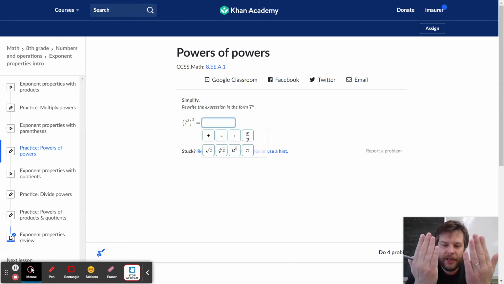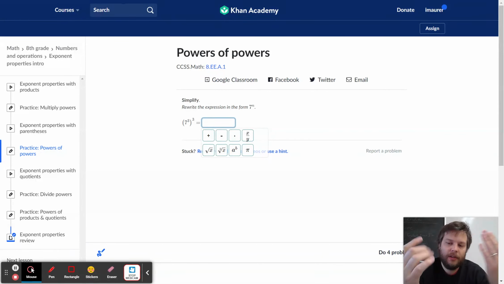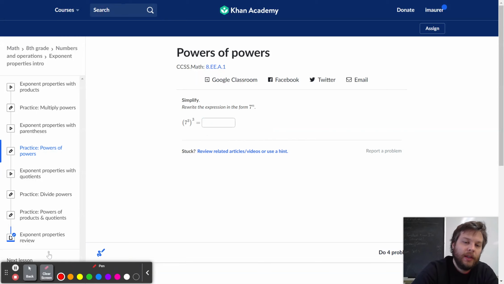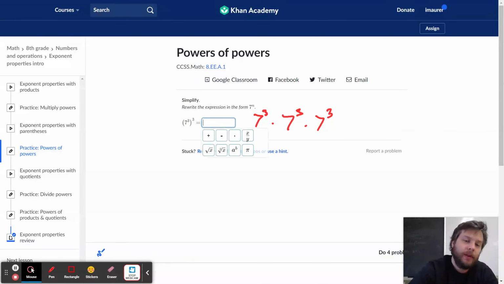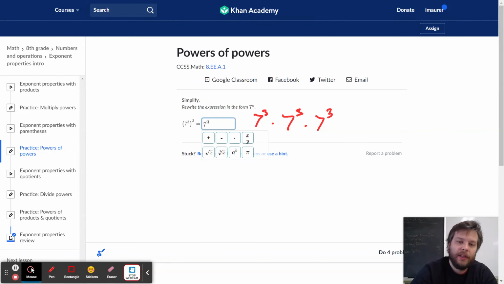Here we have powers of powers, so we're not adding them anymore, because it's not saying 7 to the 3rd times 7 to the 3rd. We don't do 3 plus 3. It's saying there's actually 3 copies of 7 to the 3rd. So it's 7 to the 3rd times 7 to the 3rd times 7 to the 3rd. You don't actually need to write this all out, but I'm just trying to show you again why it works. 3 plus 3 plus 3 is the same as just taking 3 times 3. So our answer becomes, right here, 7 raised to the 9th.